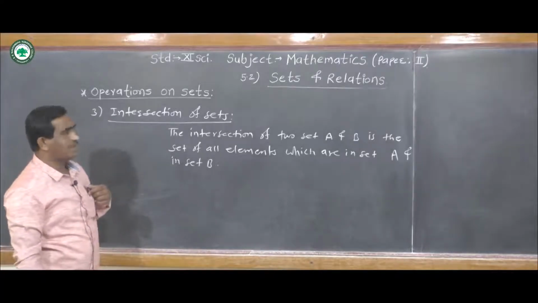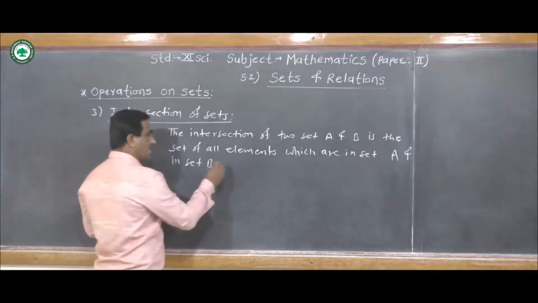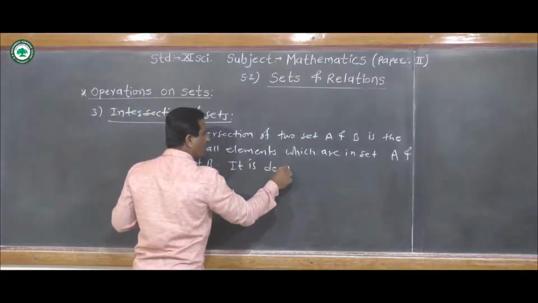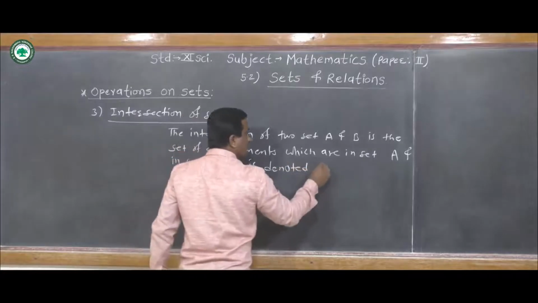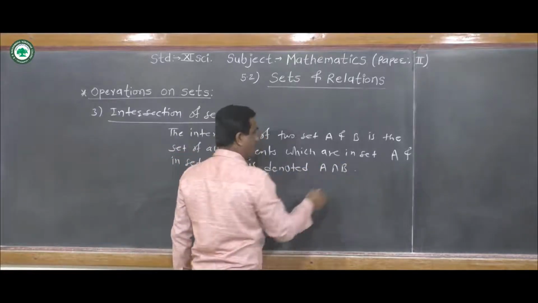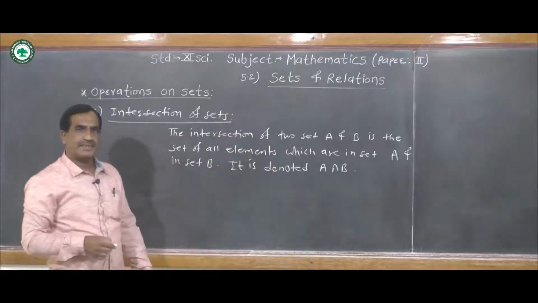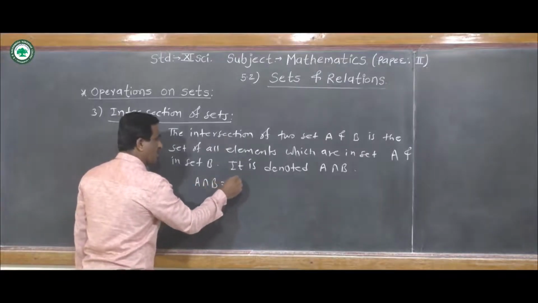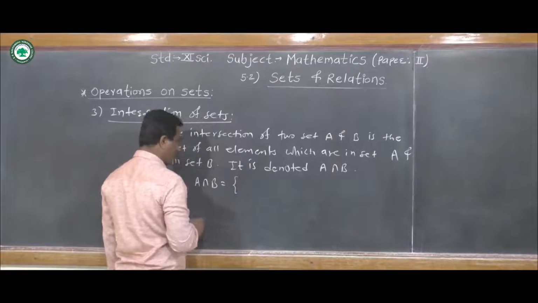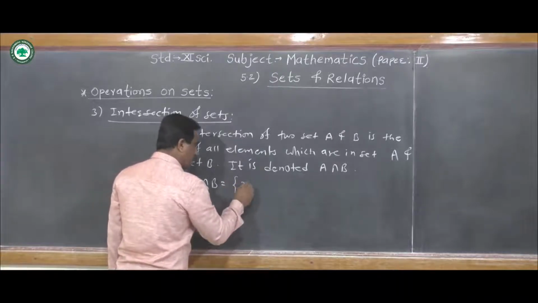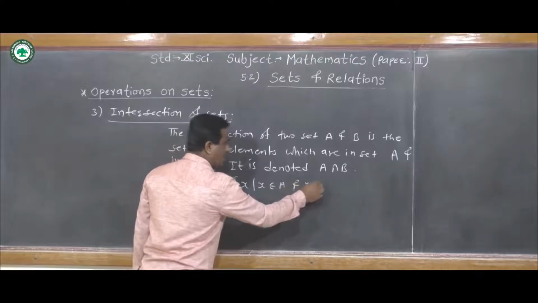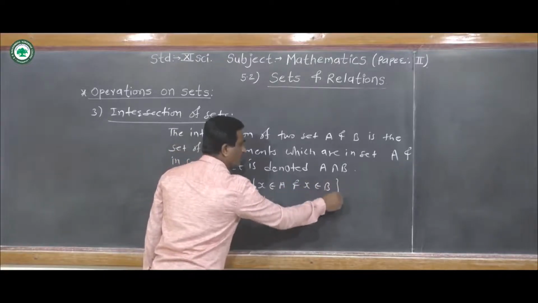then this is called as intersection of two sets, and it is denoted by A intersection B, and mathematically it is defined as A intersection B is equal to, in curly bracket, X such that X belongs to A and X belongs to B.